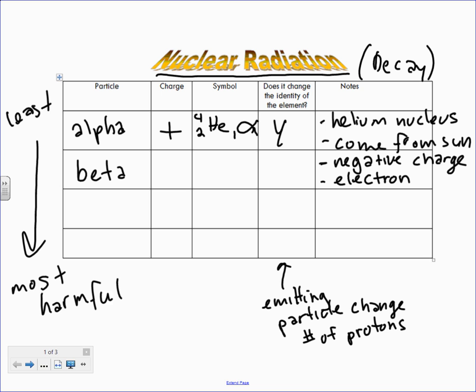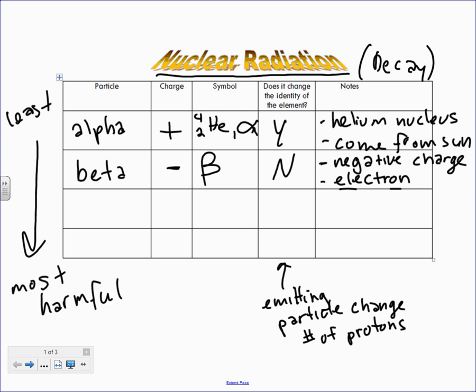We said over here it does have a negative charge, and its symbol looks like, and to the best of your abilities, you can draw this, a capital cursive B with a little tail hanging off of it. Because it is the equivalent of an electron, it does not change the identity of the element. In other words, you can spit out a beta particle and it'll still be the same element.